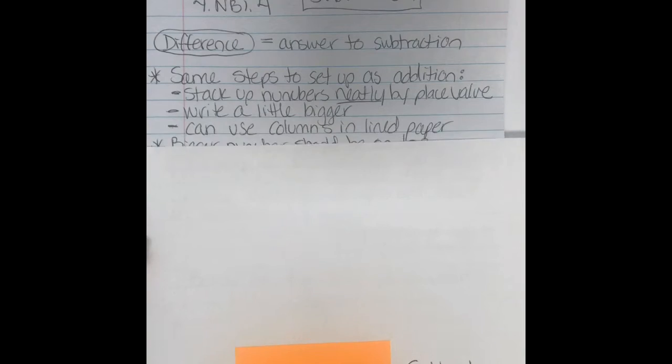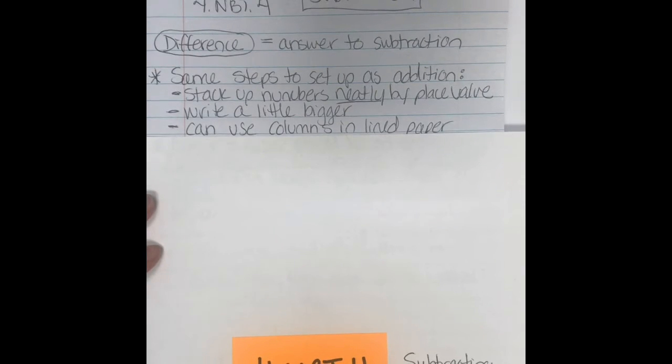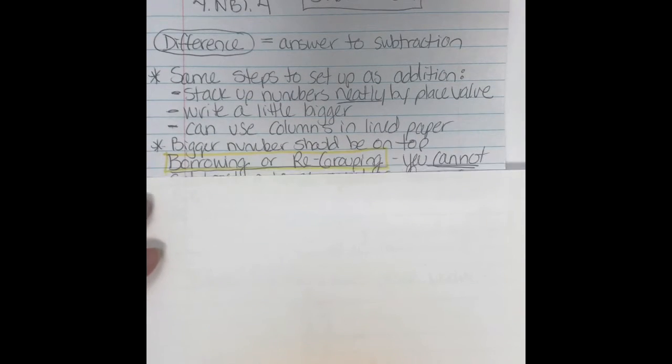When we subtract with big numbers, the steps to set the problems up are the same as with addition. You're going to stack the numbers up neatly by their place value. Write a little bigger than you normally do to keep things neat and easy to see. Make sure you have plenty of space for your problem. You can also use lined paper and turn it on its side so that you can use the columns.